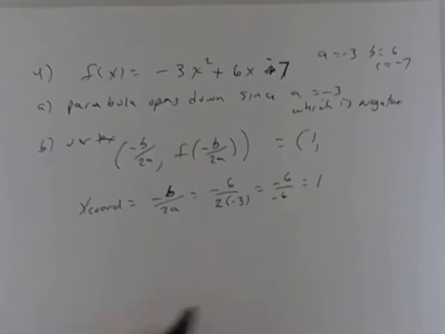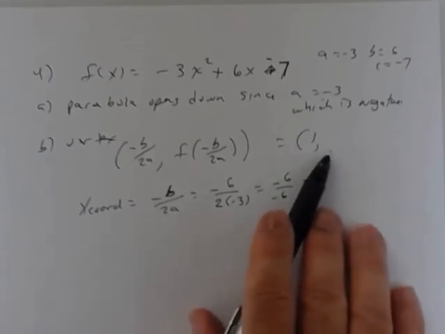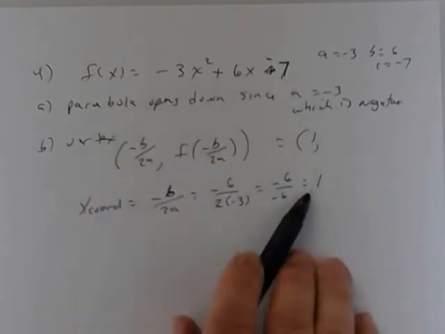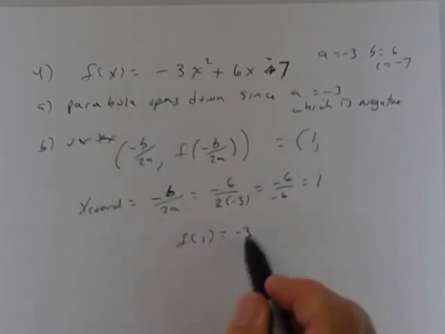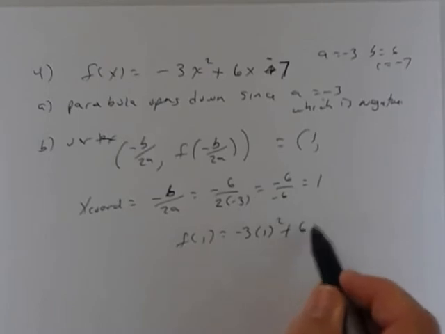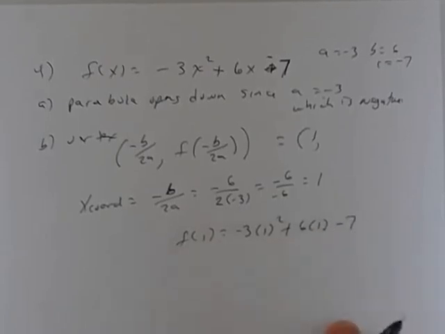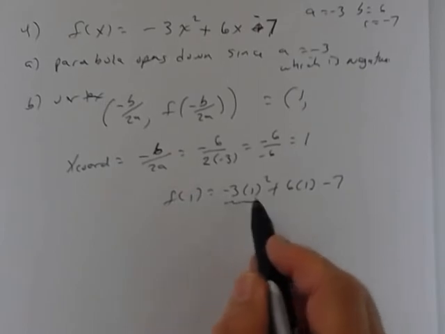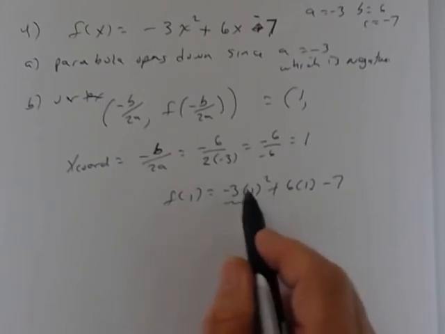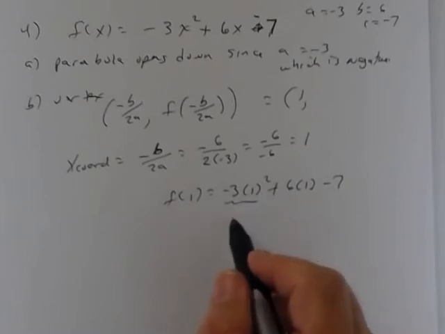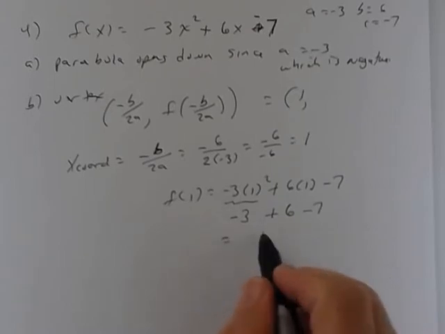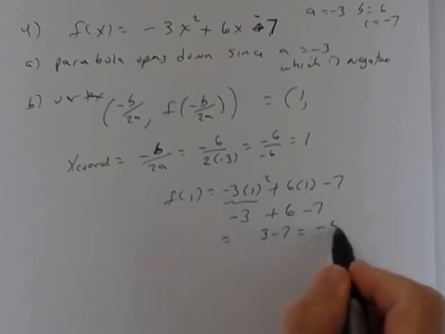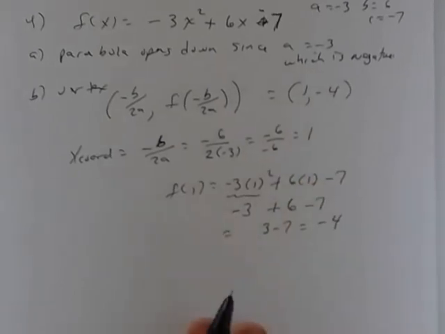All right. Now, find the y coordinate of your vertex. Where we see the variable x, I'm going to plug in 1. So we're finding f of 1. So f of 1 will be negative 3 times 1 squared plus 6 times 1 minus 7. 1 squared is 1, times negative 3 is negative 3, right? Plus 6 minus 7. So that's 3 minus 7, which is what? So my vertex is 1, negative 4.